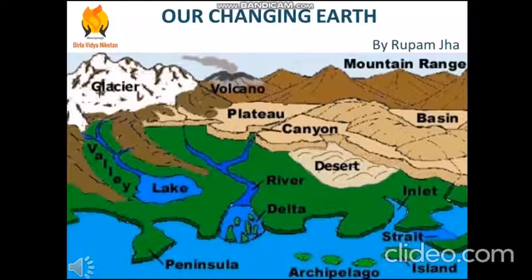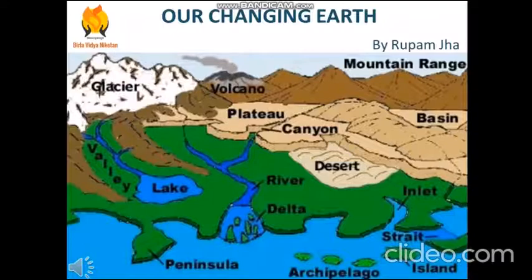Welcome. In this episode, I will tell you about exogenic forces. These are forces that work on the surface of the earth. Now, the landscape is being continuously worn away by two processes, weathering and erosion. Weathering, as you all know, is the breaking up of rocks on the earth's surface, whereas erosion is the wearing away of landscape by different agents like water, wind, and ice.